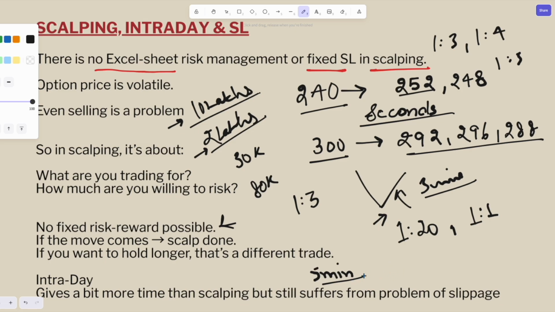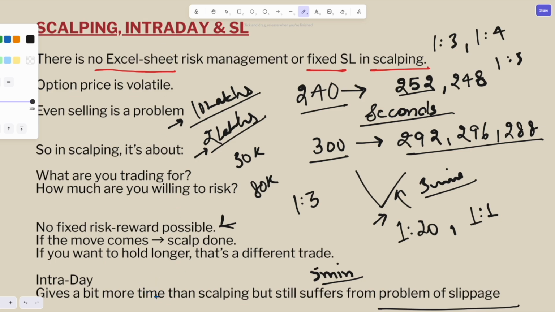A single candle will take 5 minutes to completely form. You have that time to decide everything. How is everything looking? What exactly do you want to do? So you do get time, but this also suffers from the problem of slippage. And I'll show you this through a great example on the charts. But this is the concept of stop loss for scalping and largely also for intraday.